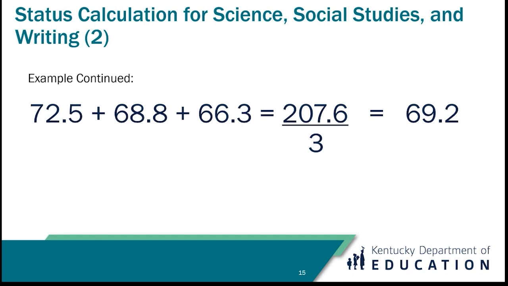Combining the scores for science, social studies, and writing will give us a total of 207.6, which we will then divide by 3, once for the science, once for social studies, and once for writing, which will earn this example a score of 69.2 for the indicator of science, social studies, and writing.